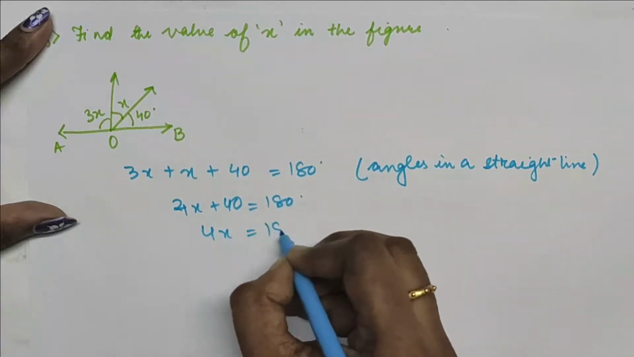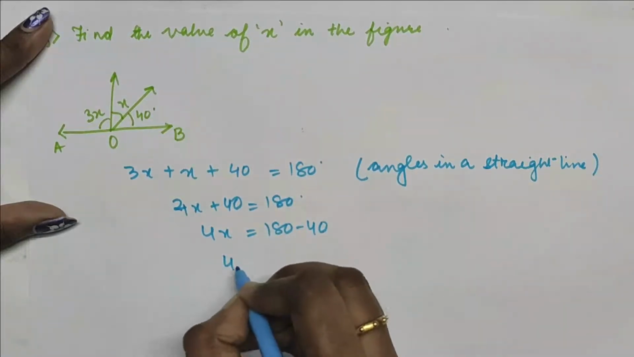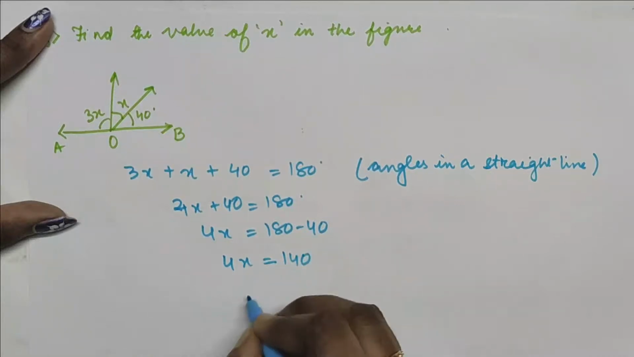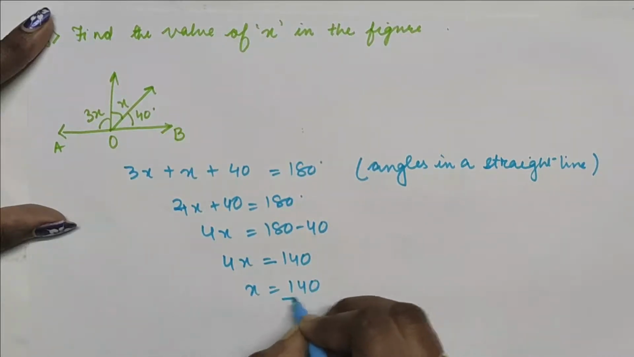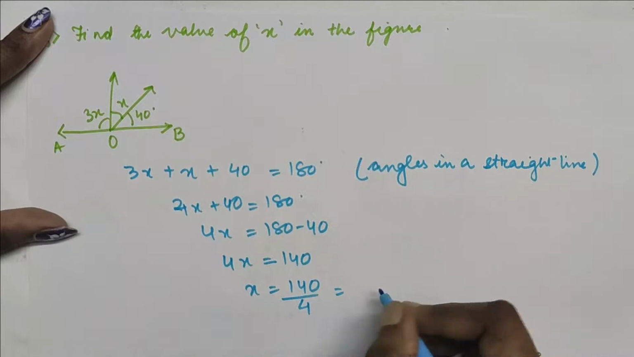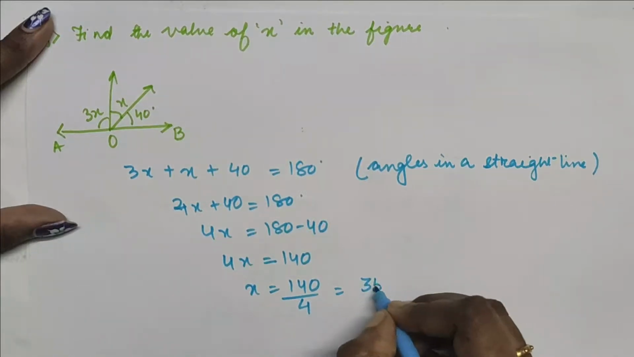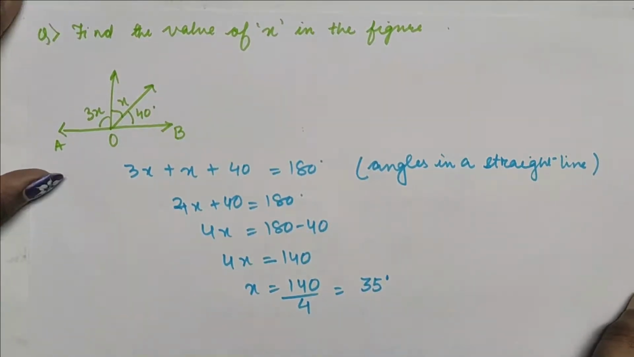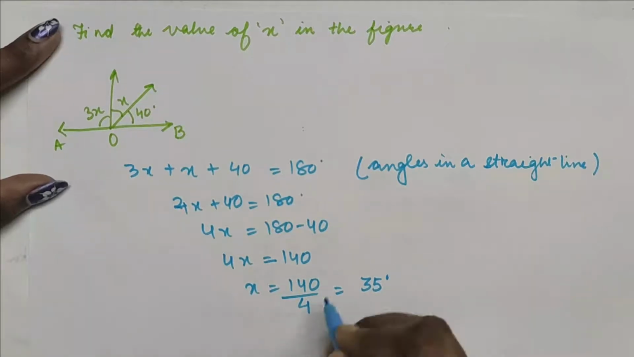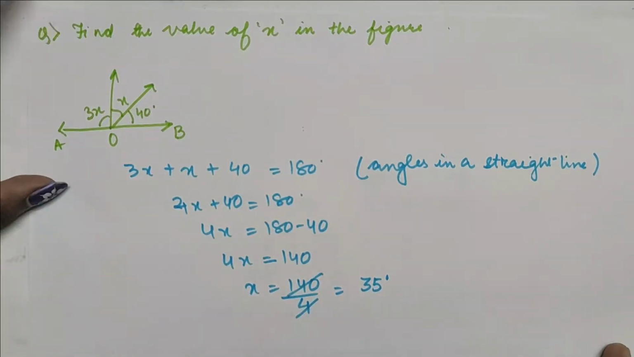So 4x equal to 180 minus 40, 4x equal to 140. So x is equal to 140 by 4, that is 35 degrees. So what is the value of x? 35 degrees. So when we cut short, we are getting 35 degrees.